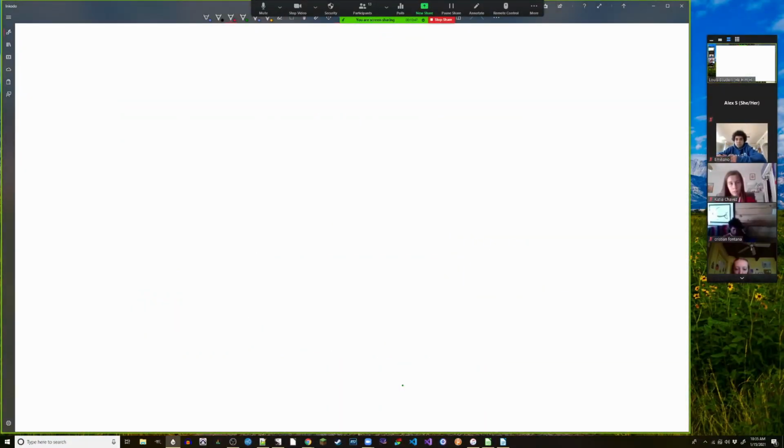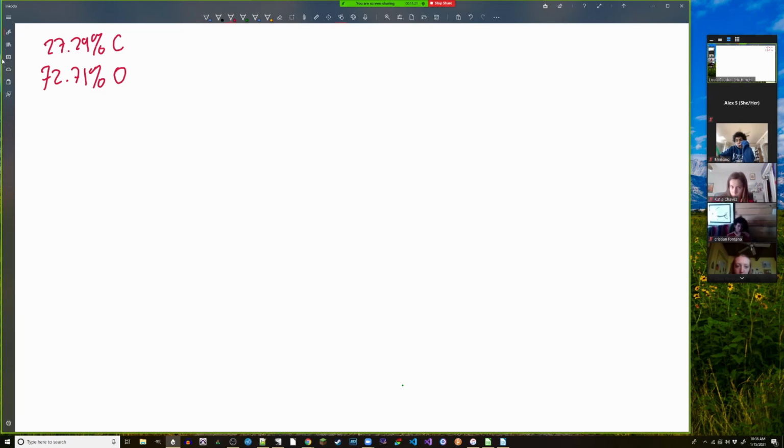First things first, and I took this particular problem from the textbook because I kind of liked it. So it's one of their example problems. The bacterial fermentation of grain to produce ethanol forms a gas with a percent composition of 27.29% carbon and 72.71% oxygen. What is the empirical formula for this gas?